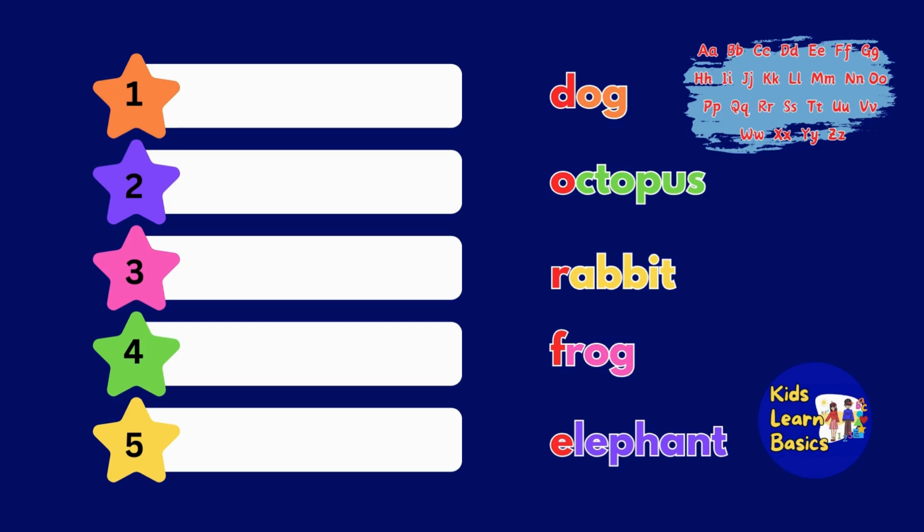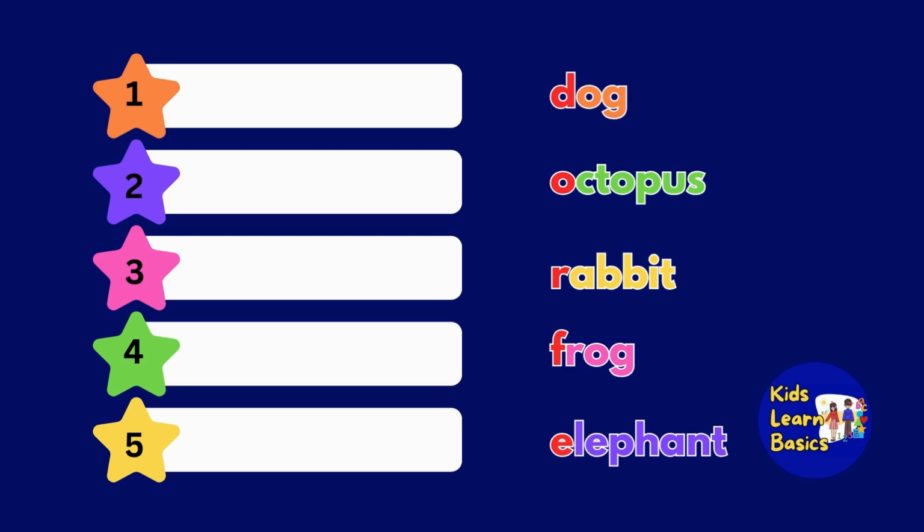Okay, let's see. What is the first letter of the word dog? D. How about the octopus? The first letter of the word octopus is O. For the word rabbit, it's R. For the word frog, it's F. How about the word elephant? Yes, it's E. Now let's see. We have D, O, R, F, E.